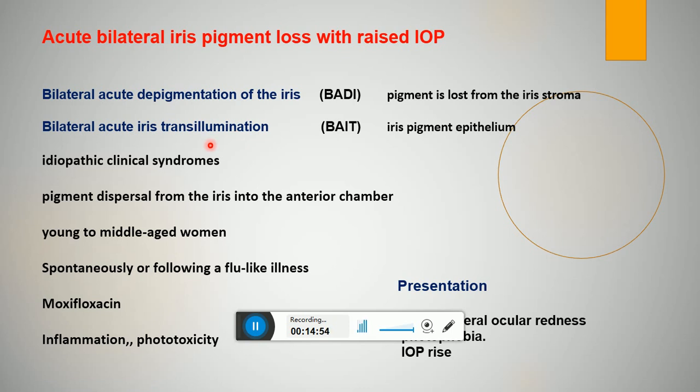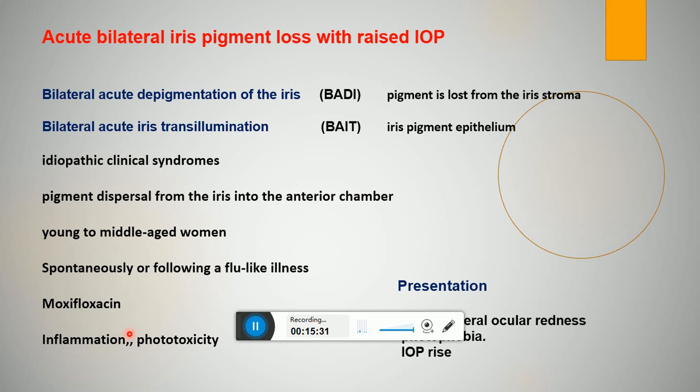they are more common in young to middle-aged women, and they occur spontaneously or follow a flu-like illness, and they may occur after moxifloxacin or another antibiotic. The primary process is inflammation, but there is also evidence of phototoxicity following sensitization in predisposed individuals.